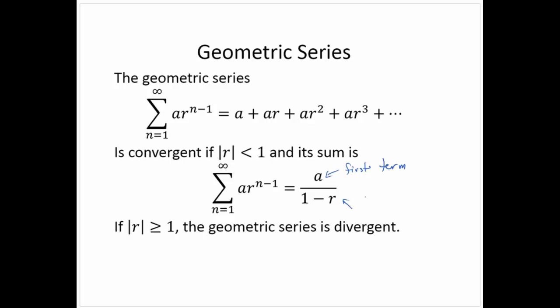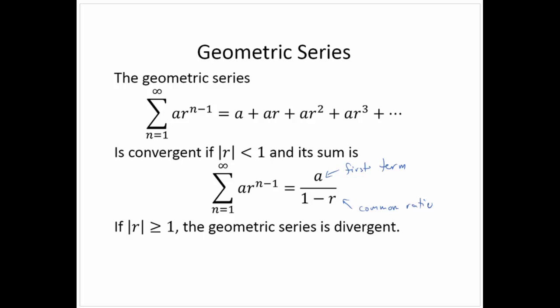Over 1 minus r, and r is the common ratio. Not ration, ratio. If absolute r is greater than or equal to 1, then the geometric series is divergent.